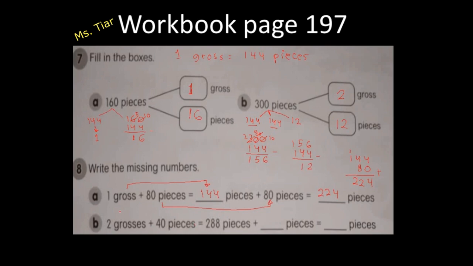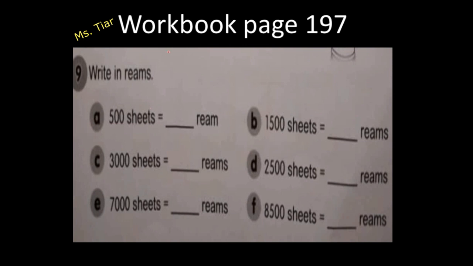Get it? For question B, 2 grosses and then you add to 40 pieces. What do you get? So 2 grosses means you have to multiply 2 with 144. Of course, we get 288, right? And then the 40 pieces, you write down here. You put 40 here. So what do we get now? You just need to add 288 with 40. Okay, now 8 plus 0, you have 8. 8 plus 4, you get 12. 2 over here, 1 over here. 1 plus 2 is 3. So we get 328 pieces.